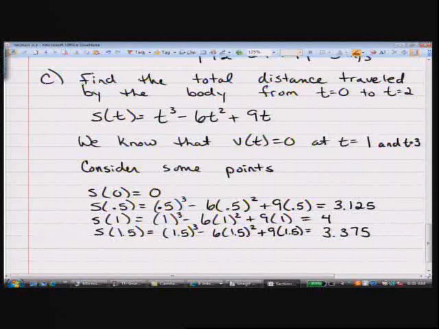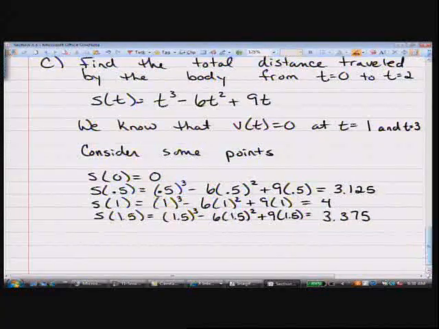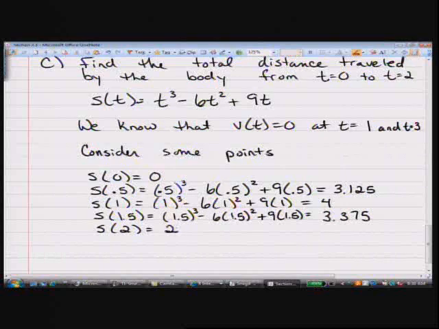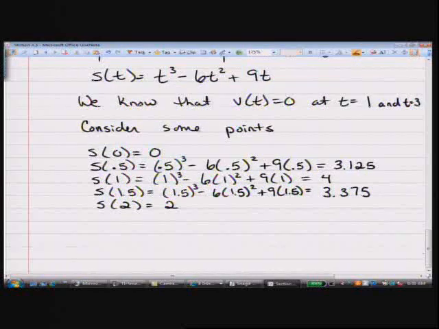Okay, so that means we must have turned around. Does that make sense to y'all? Between 1 and 1.5, somewhere we turned around. Okay, because now we're back at 3.375. And then at S of 2, if you type that in, I promise it's 2. So we're going back left. Right, so if you visualize this on your meter stick, yeah.